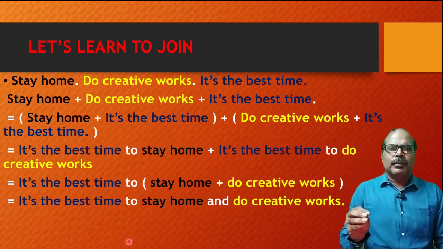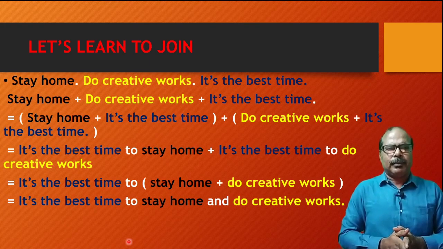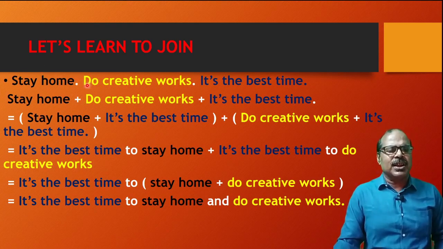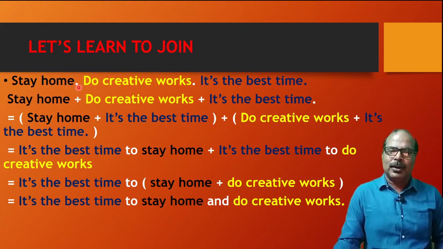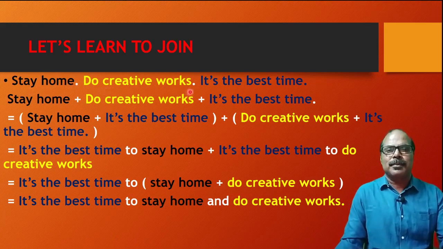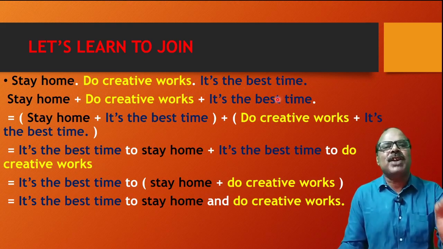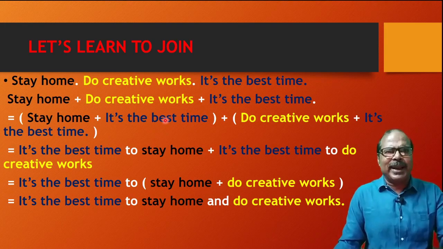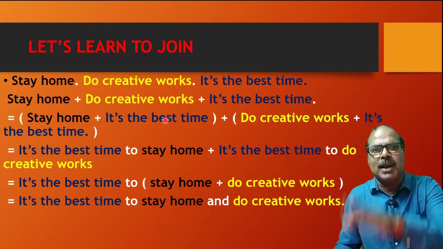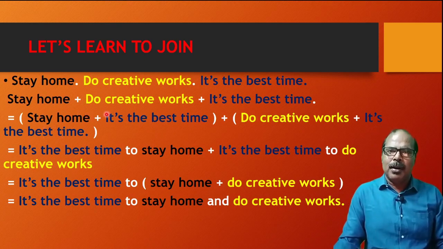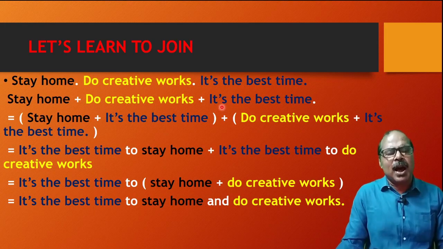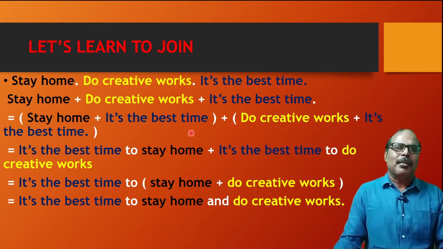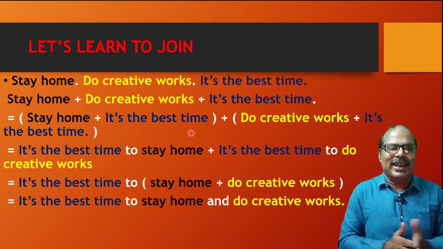Now, let's learn to join. একটু ম্যাথমেটিক্যালি অঙ্কের মতো করে শেখা যাক। আমি তিনটে সেন্টেন্স দিয়েছি। স্টে হোম, ডু ক্রিয়েটিভ ওয়ার্কস, ইট ইজ দ্য বেস্ট টাইম। ইট ইজ দ্য বেস্ট টাইম ফর দ্যাট। তাহলে জয়েন করতে হবে ম্যাথমেটিক্যালি। আমি তিনটে সেন্টেন্সকে প্লাস প্লাস ইউজ করলাম। স্টে হোম প্লাস ডু ক্রিয়েটিভ ওয়ার্কস প্লাস ইট ইজ দ্য বেস্ট টাইম। Now, let us proceed mathematically.